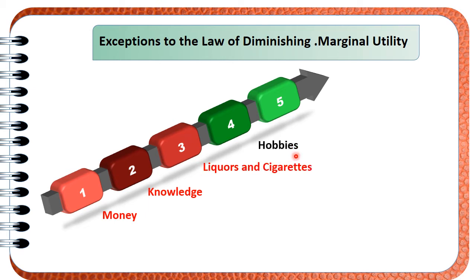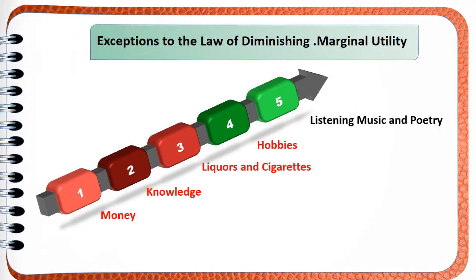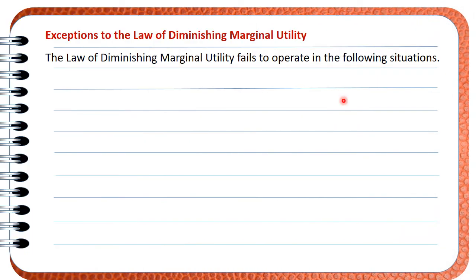In the case of hobbies, the person derives pleasure when he gets the things of his hobbies. So his desire, his hunger for the hobbies keeps on increasing. He will never be satisfied. Next is listening to music. If a person has the habit of listening to music, he wants more and more music. The desire to listen to music will never fade. So the law is not applicable here as well. Let us discuss all the exceptions here.